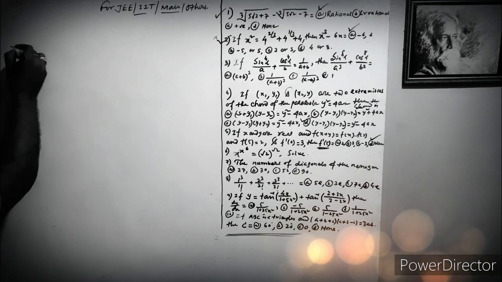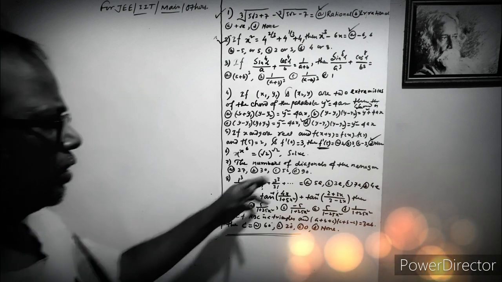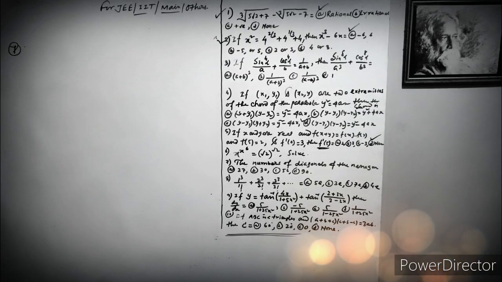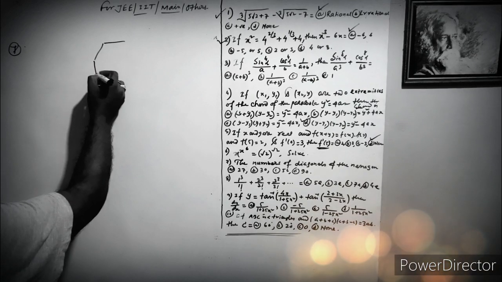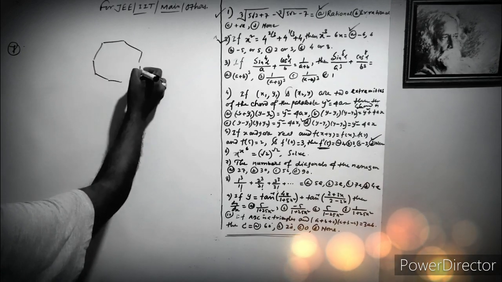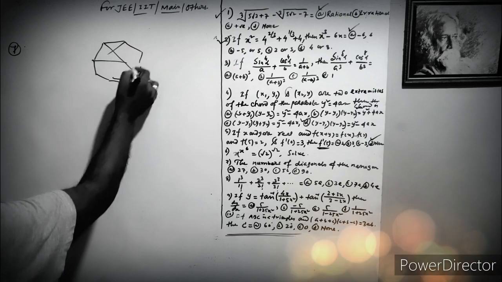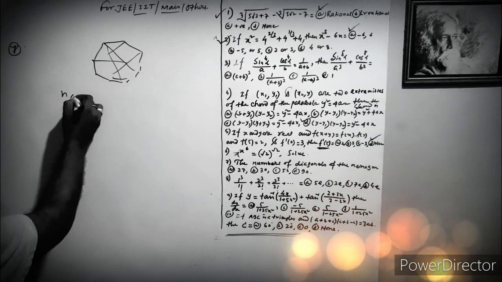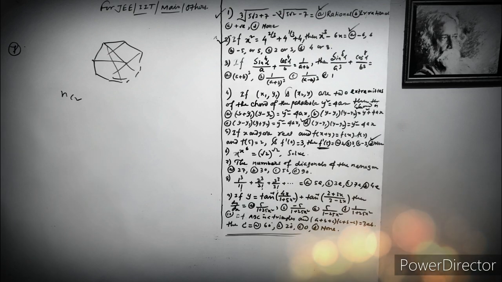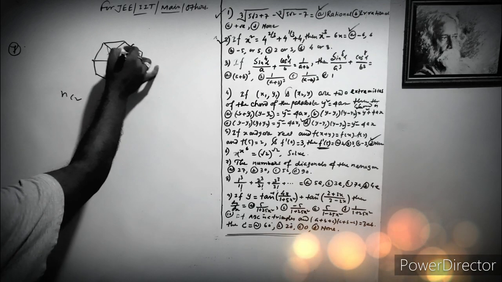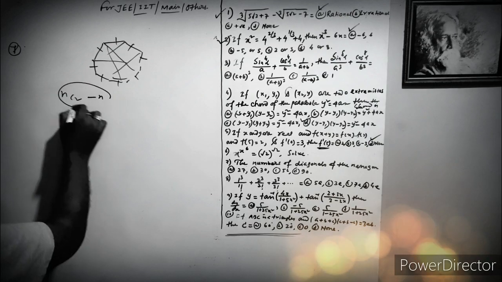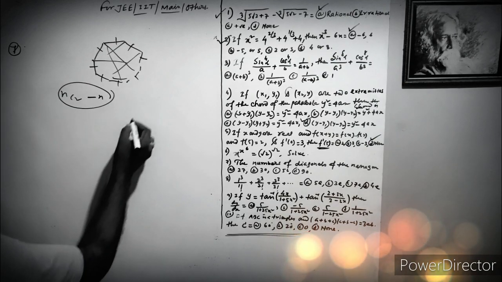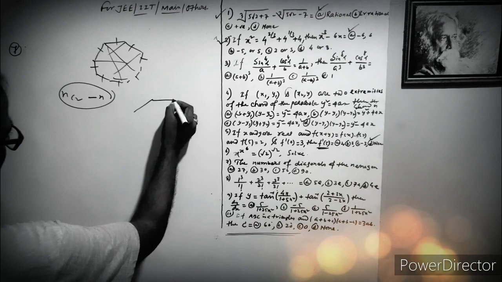Question number 7. The question is: find the number of diagonals of a hexagon. If we are given the inside of a polygon and we join these points, we get n C 2 lines. But the n sides are not diagonals, so we subtract them. That gives the number of diagonals.